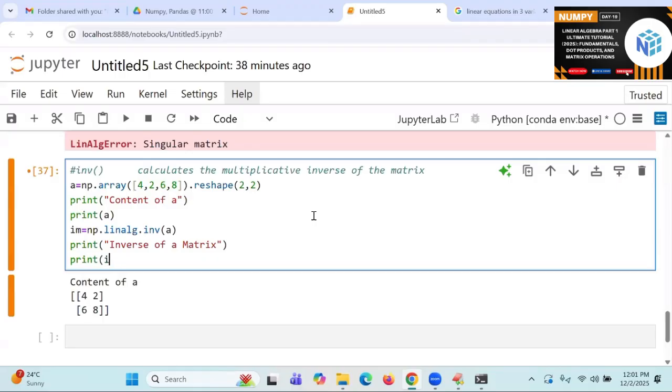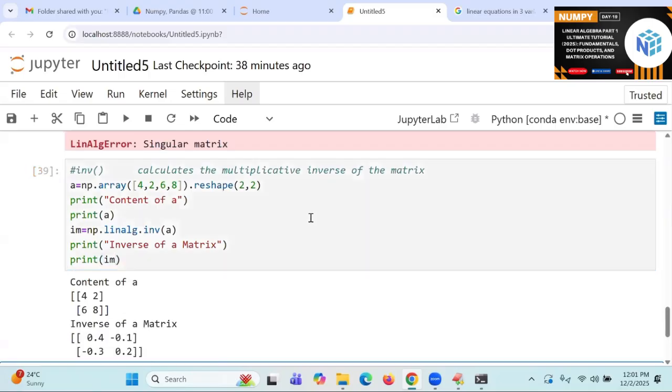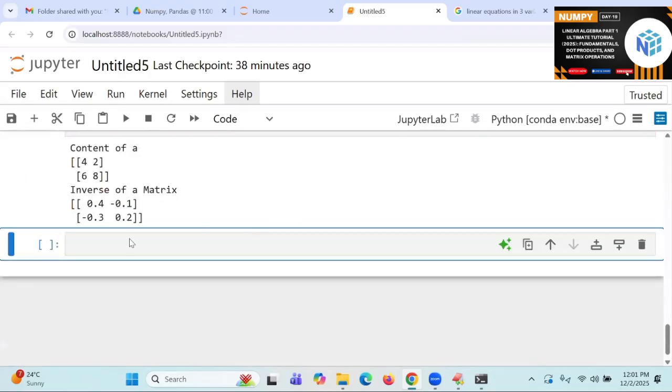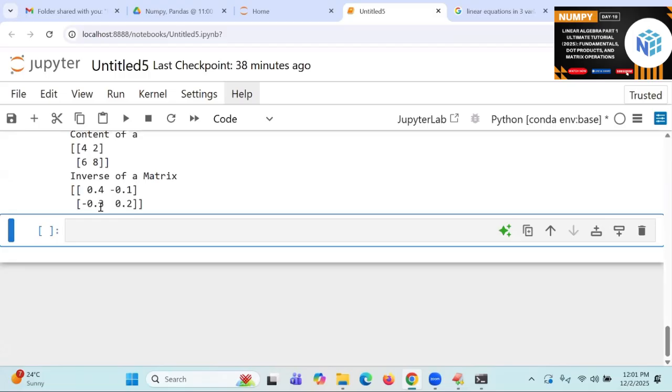So inverse of a matrix is used internally in where? Solving equations. Ax is equal to b, I said. Now x is equal to what I said? B into A inverse. In solving equations, the inversion concept will be coming, so that we are going to take separately. See the answer now, 0.4 minus 0.1 minus 0.3 and 0.2.